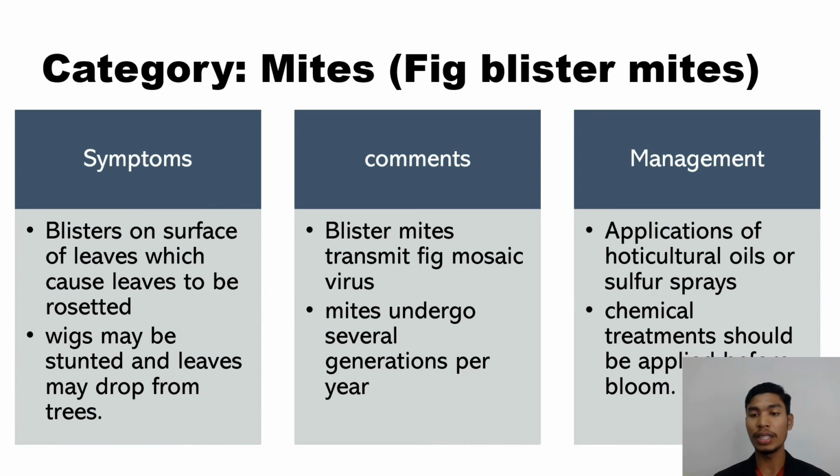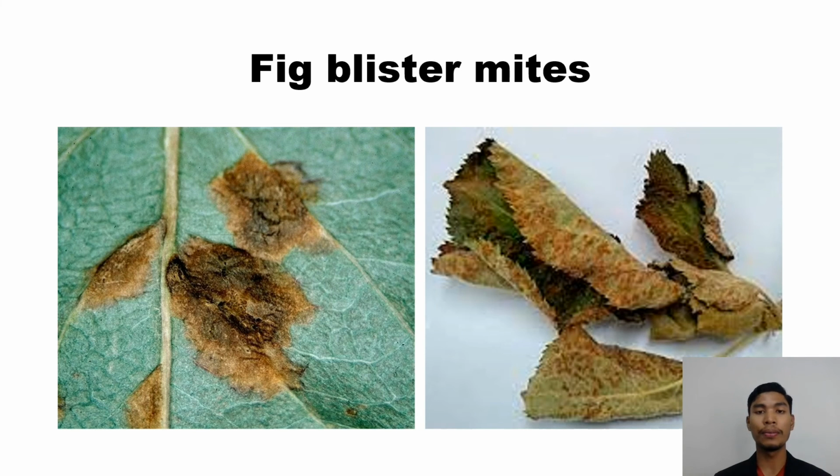How do we manage this? Usually we will apply horticultural oil or sulfur spray, and also chemical treatment should be applied before fig bloom. This is an example of fig blister mites.